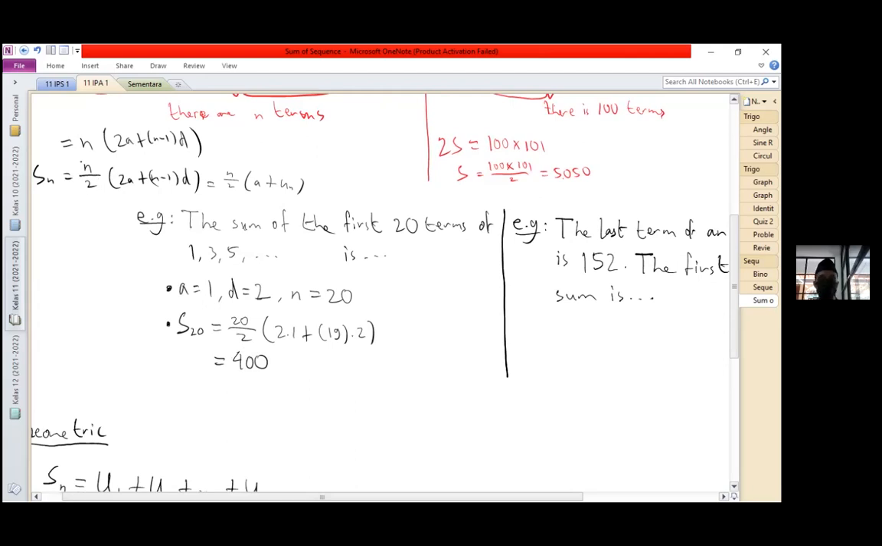Okay, let's see. If you are going to use either of the formulas, you will need to find the number of terms. That's the first step. You need the number of terms, and then you have A, you have D. Oh no, you don't have D.